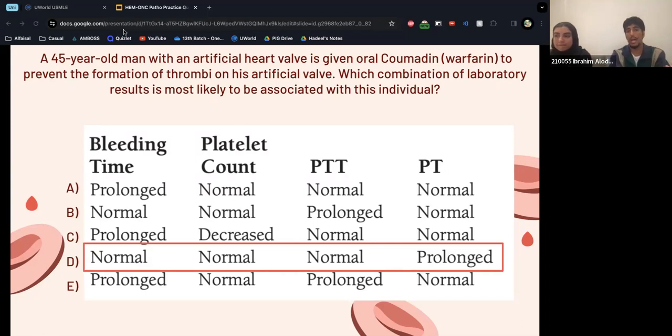Warfarin, again, is not going to affect anything else. It's not going to affect the bleeding time. The patient is on this because their bleeding time needs to be normal. It's not going to affect their platelet count, and it's not going to affect their PTT, because the vitamin K dependent clotting factors are in the common pathway and in the extrinsic pathway. So that's for this question. Do we all understand this?